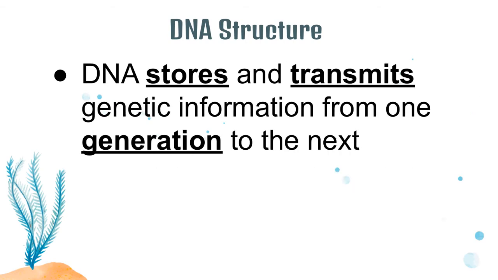So as we said on the previous slide, DNA has that genetic information. DNA, or deoxyribonucleic acid, stores and transmits genetic information from one generation to the next. And that word transmit means passes on. So DNA is why you have the same eyes as your biological father or the same hair type as your biological mother. And so that DNA is the instructions that give us our blueprint for what we look like.